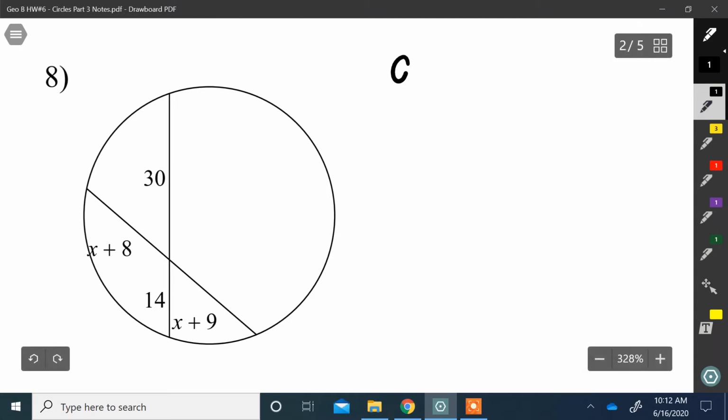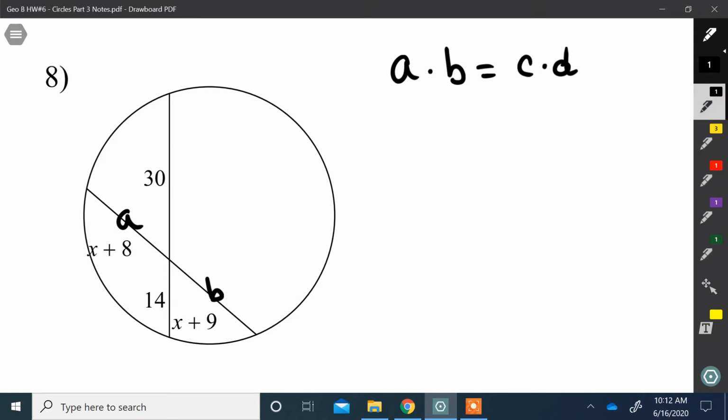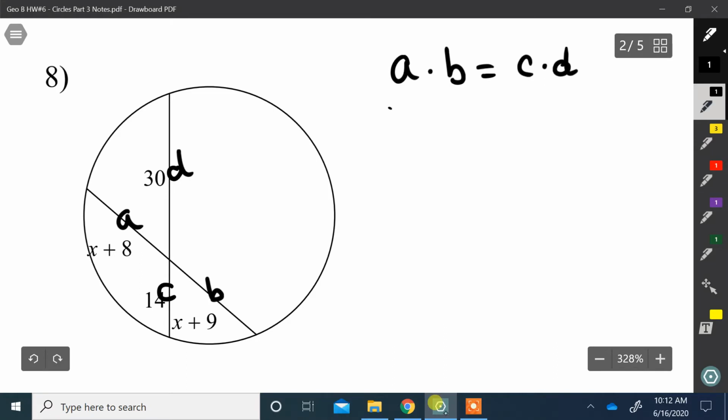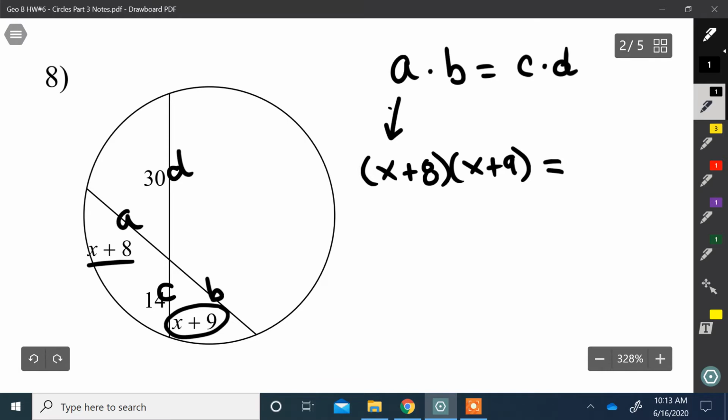So the formula for that is A times B is equal to C times D. Okay, we're gonna say that this is A and this is B. You just have to be consistent. They have to be on the same line. And then this could be C and this could be D. So A in this case is (x plus 8). I always like to put it in parentheses. And then the B, be careful, it seems to be this one right here, (x plus 9) is equal to 30 times 14. So 30 times 14.